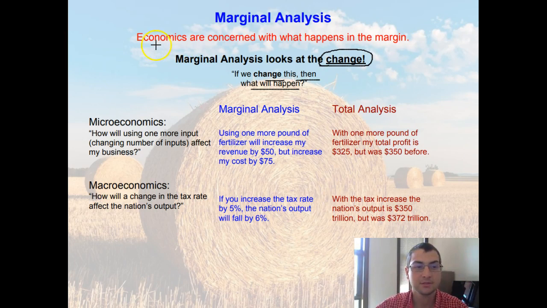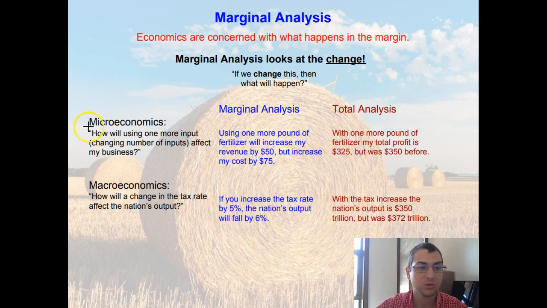In economics, economists are often concerned with what happens in the margin. They're not concerned so much with what is the total effect. We're looking at how does a little change affect us? Now keep in mind the key component as we're going through this is that marginal analysis looks at the change.